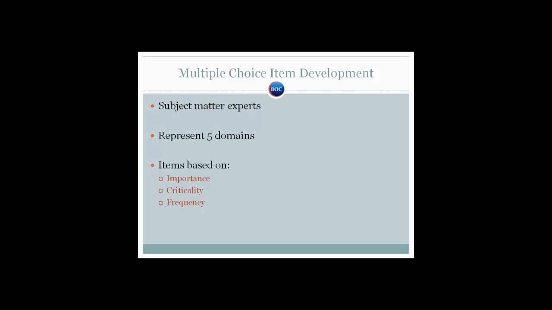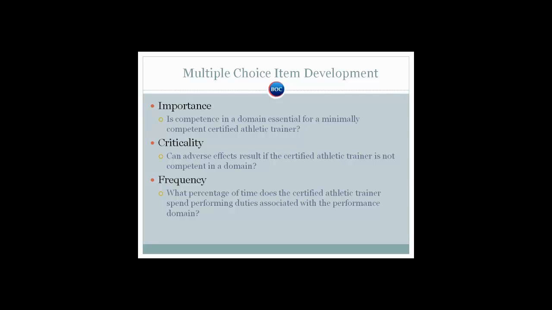What we do with our subject matter experts is it represents the 5 domains, and then it's based on importance, criticality, and frequency. And let me tell you what I mean by that. Importance is competence in a domain essential for a minimal competent certified athletic trainer.